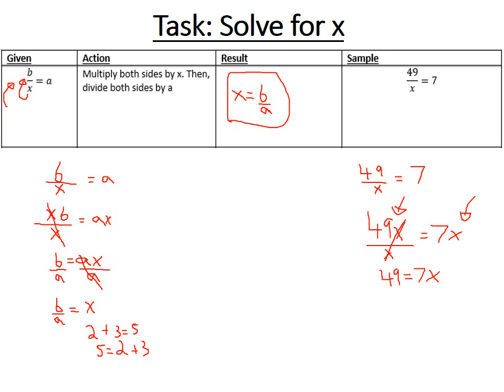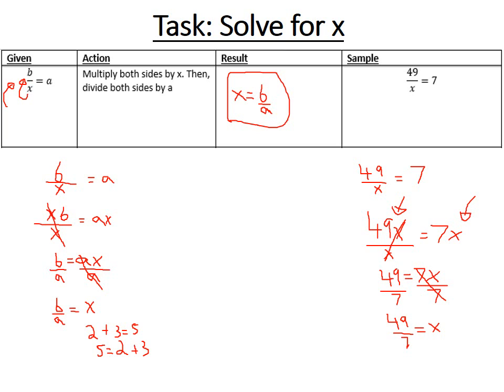So now I'm almost there. I don't have x, I have 7x. I have 7 times x. So I need to get rid of that 7 by dividing by 7, because it's multiplying here. So the opposite is division. So you have 49 over 7 is equal to 7x over 7. 7 over 7 is 1, so that cancels out. So now you have 49 over 7 is equal to x.